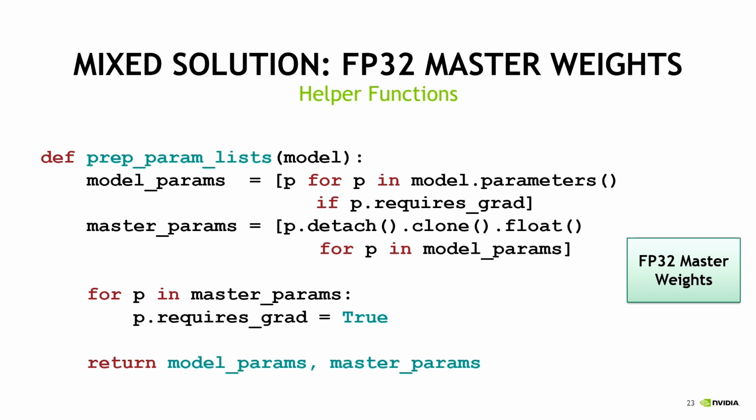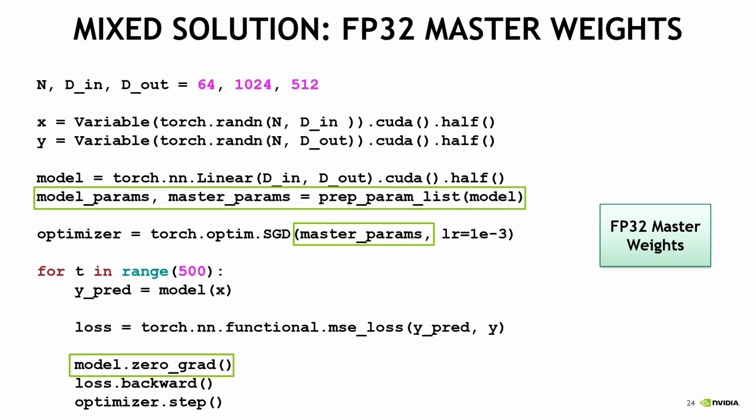This way, you can just throw it to the function. You can get your extra copy of these FP32 parameters, and it should be easier to keep track of all the things that are going on. In fact, integrating this into the example, we run through this utility function. We call it prep the parameter list. We send the model to it, and like I said, we get the two sets of parameters back.